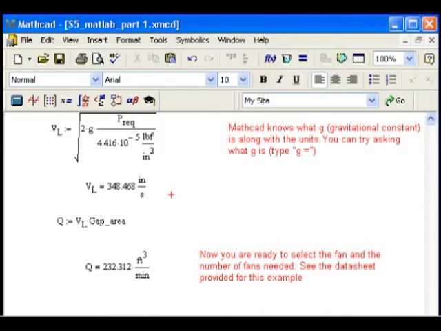So 1.15 amps, I'm going to need that, because I have 3 of those fans, so I need to know how many amps I'm going to draw here. Okay, so that's the first part.